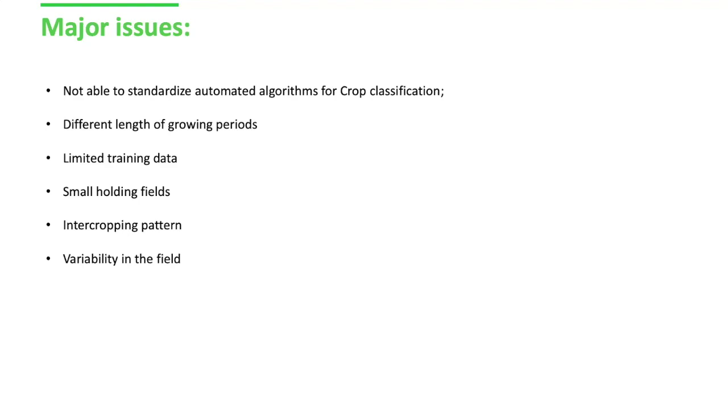And the intercropping pattern, especially in dryland areas, where 70 to 80% of the area is intercropped. For example, cotton mixed, with one line of cotton and one line of pigeon pea or some other crops, which is very difficult to differentiate in the cropping pattern. And variability in the field. Within the field also there is a little variability. Some areas have high vegetation, some areas low vegetation. That is also becoming a problem.